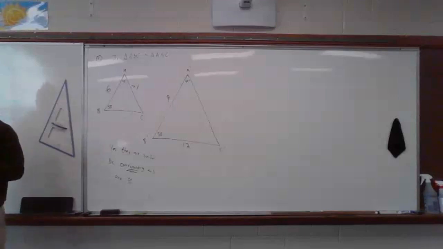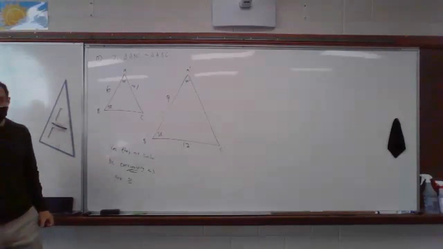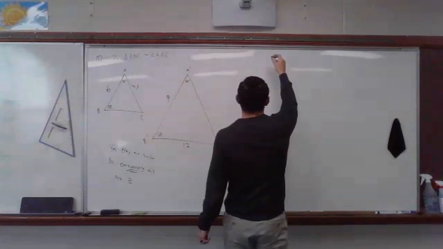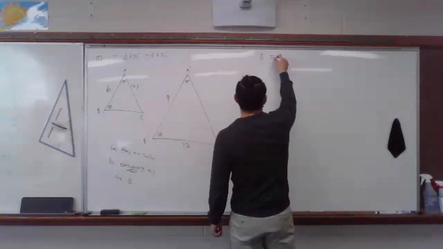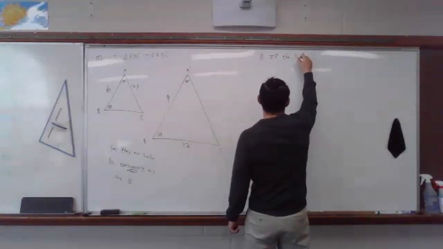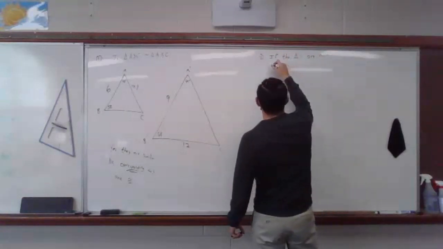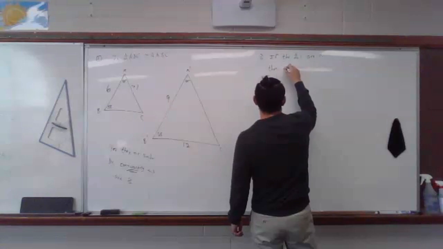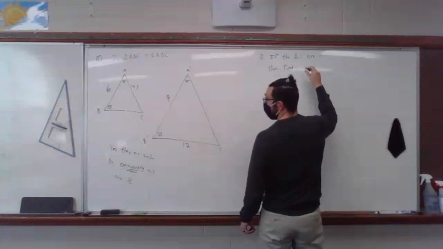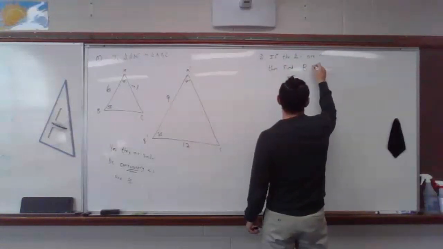Okay. Question so far. Then, here's question 2. It would say, if the triangles are similar, then find BC.